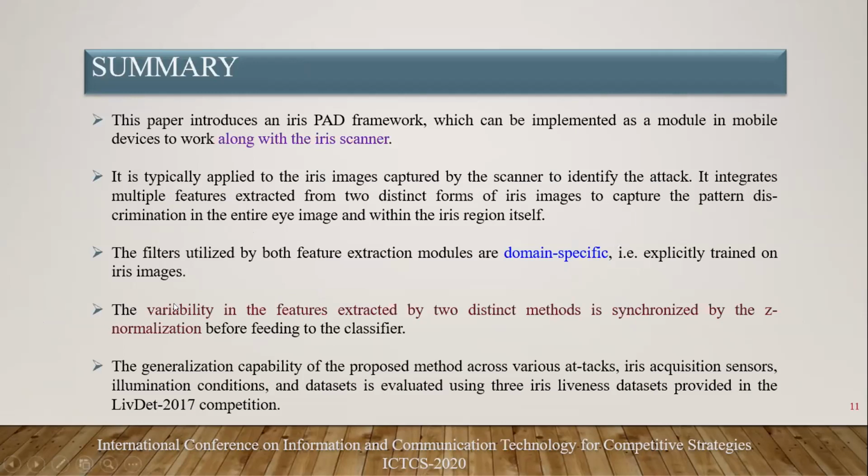And one more important thing is that we have utilized domain-specific filters in this framework. That means the VGG19 model is also trained on iris images, because we are retraining that model, and the BSIF filters are pre-trained on normalized iris images. That means we are utilizing iris-specific filters. And because of that, we are able to construct richer discriminatory patterns between real iris and attack samples. The performance comparison with the other methods suggests that our method is performing better, so we are now able to discriminate between real iris and attack samples.